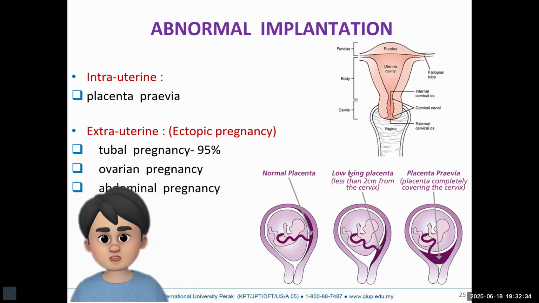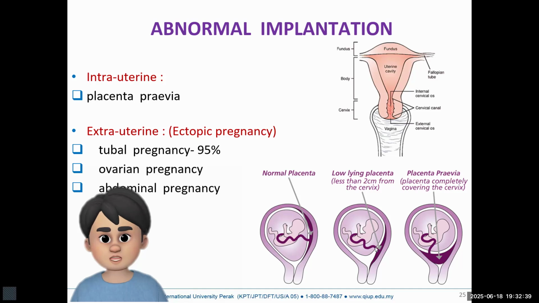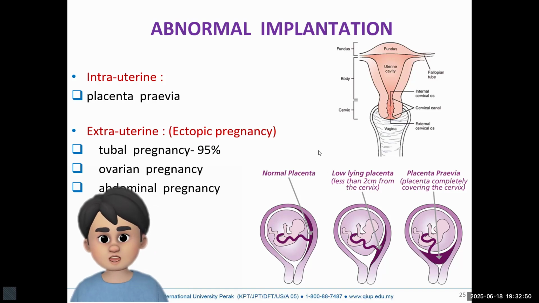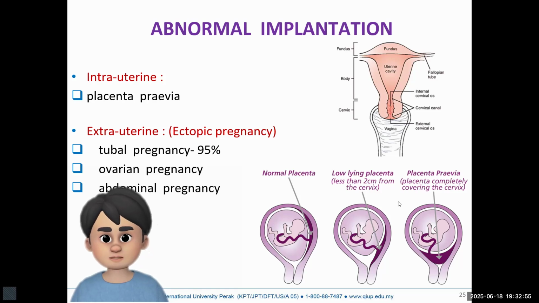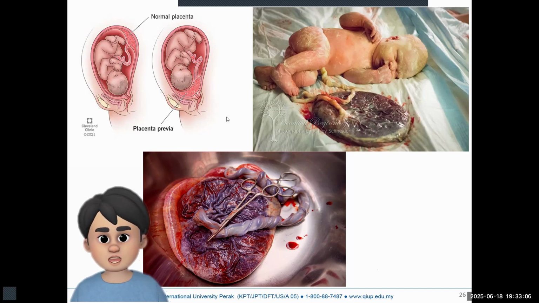Then you get the other one, low-lying placenta, less than 2 centimeters from the cervix. So it is somewhere here. You can see the direction; it has gone a little bit down. Placenta previa: the placenta completely covers the cervix. That is an abnormal condition. These are all abnormal, but this one is serious. See, normal placenta, placenta previa. So write it on a piece of paper. You can see this in the Cleveland Clinic, and you can download these images from there. This is the placenta previa.